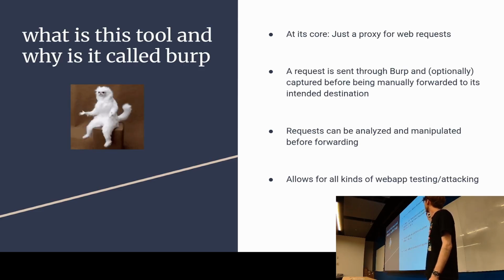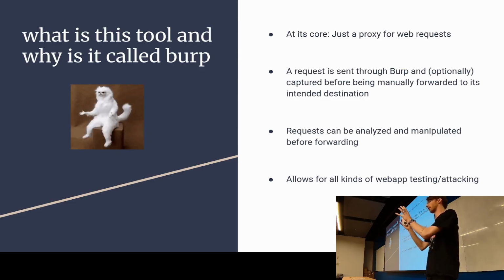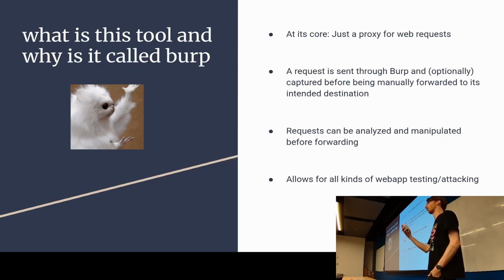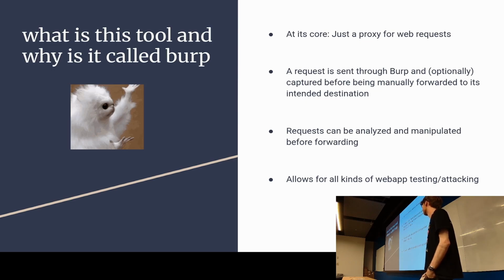What it is, it's basically just a proxy for web requests. So you set it up so that you send any kind of web request. That could be submitting something in a login form, just clicking a link, whatever. Burp will capture that request and optionally hold it in place so that you can analyze it, modify it, do whatever you want with that request before sending it off to its intended destination. You can do all kinds of things with this, whether it's just debugging a website, checking for vulnerabilities, or actually attacking it. So we're going to see a lot of those different use cases here.